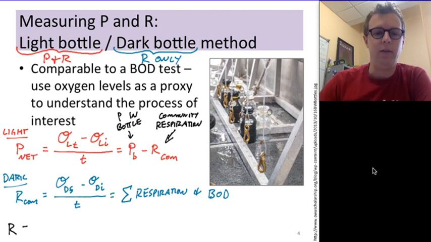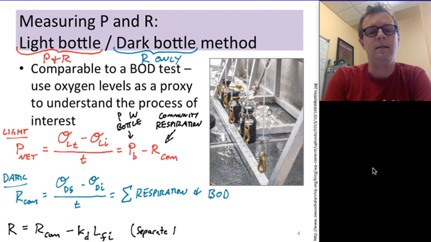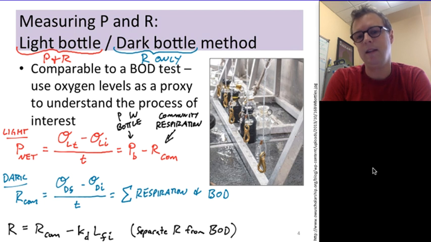So the final thing that we often will try to do then is separate out how much of this was respiration, R, versus how much of this came from biological oxygen demand. And so in order to do that, you need to have an estimate of KD, that decomposition rate, and you would need to know the BOD that you started with inside of your light bottle. So measuring oxygen in a light bottle before and after, dark bottle before and after, and having some estimate of BOD in your water is an easy way to get values for both P and R.